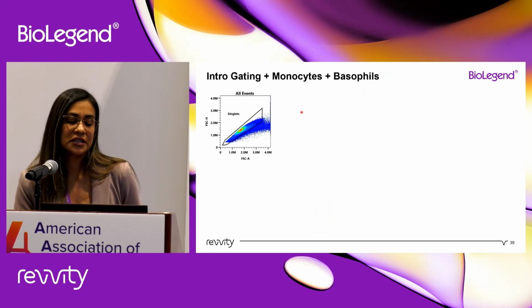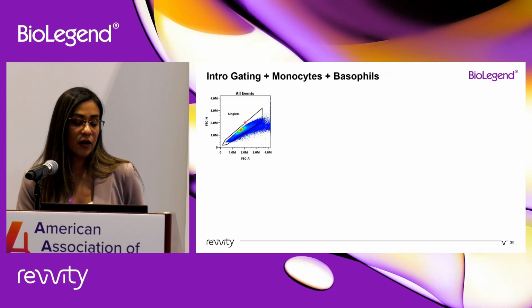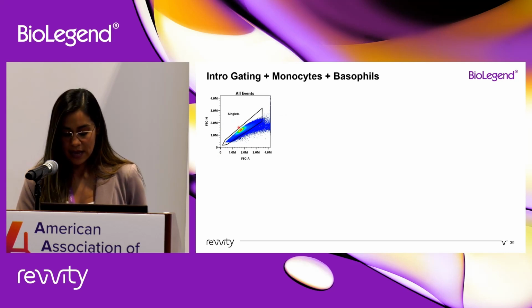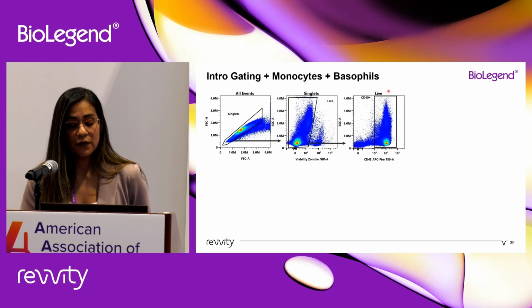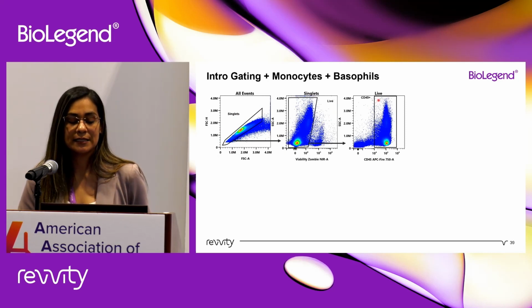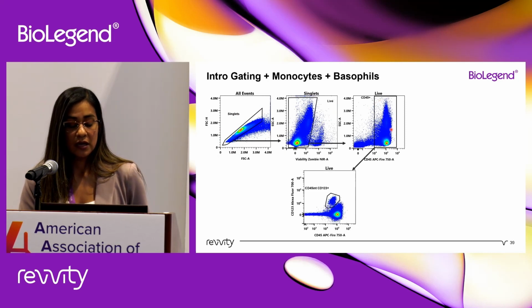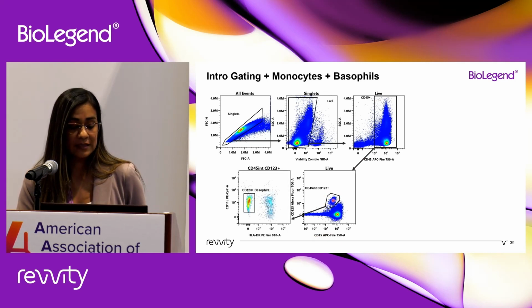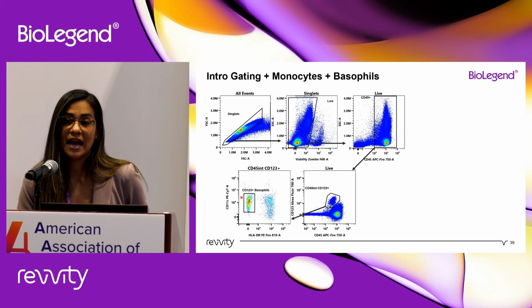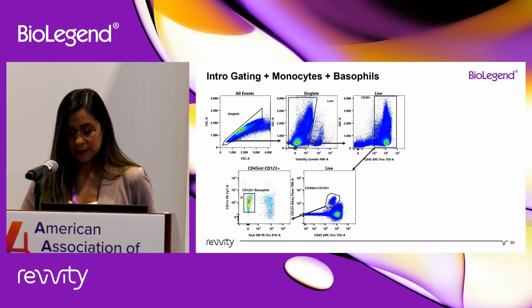All our gating strategies follow the same intro, where we first identify the singlets, then the alive cells, and then the CD45 positive cells. From this population, we further identify the CD45 intermediate and CD123 positive cells, and then we look for the expression of HLA-DR and CD11C. We are going to identify here the CD123 positive basophils.